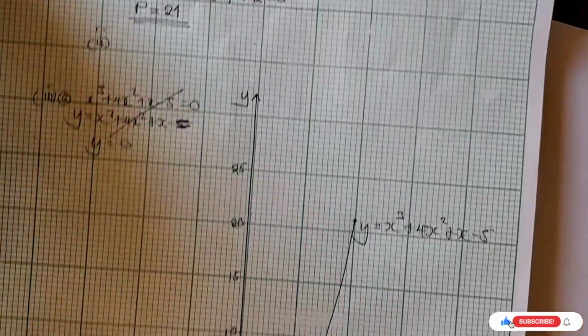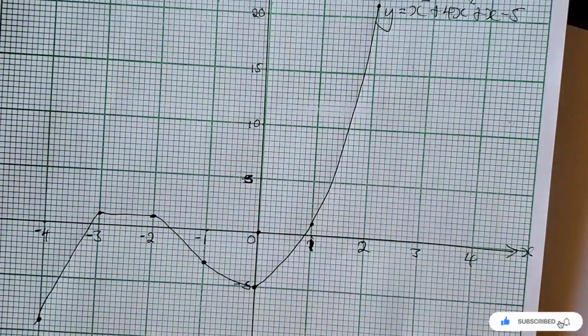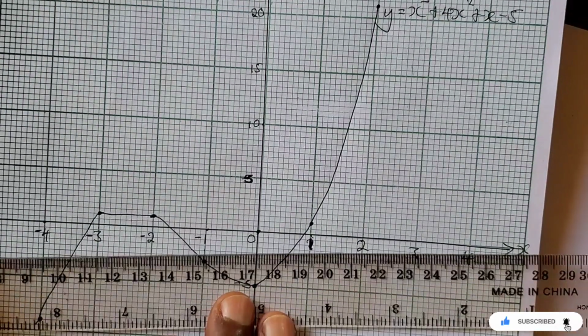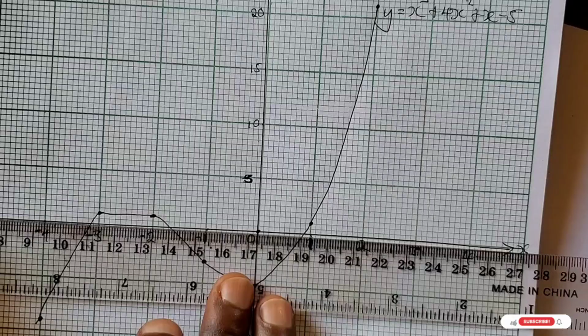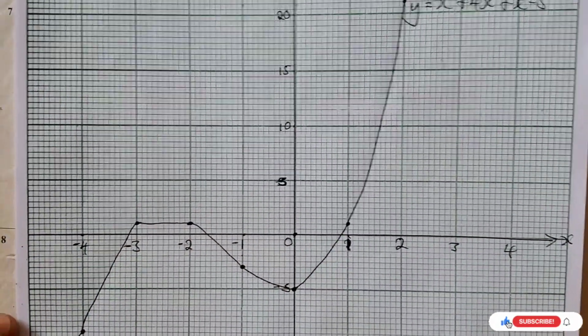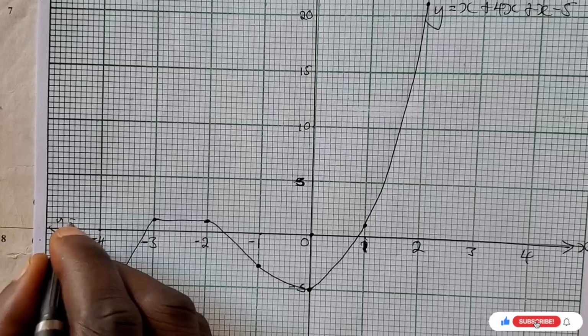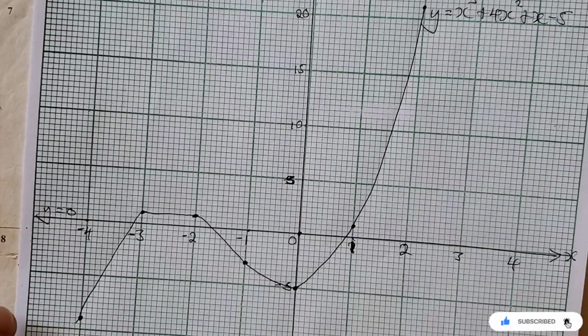So you go on your graph where y is equal to 0. And you know that on the x-axis, y is equal to 0. So this is where y is equal to 0. You draw a straight line, but the line is already drawn. Okay? So just indicate that this is y is equal to 0. Now, what is the value of x when y is equal to 0?